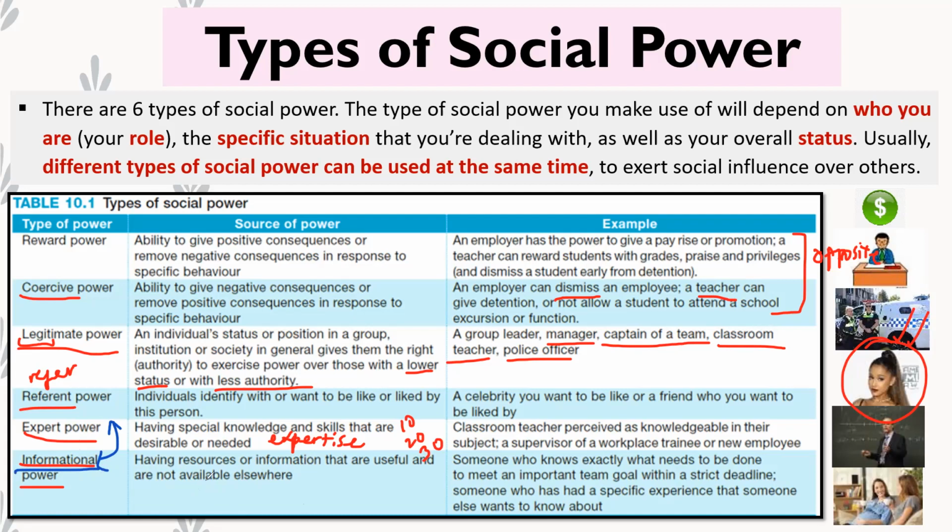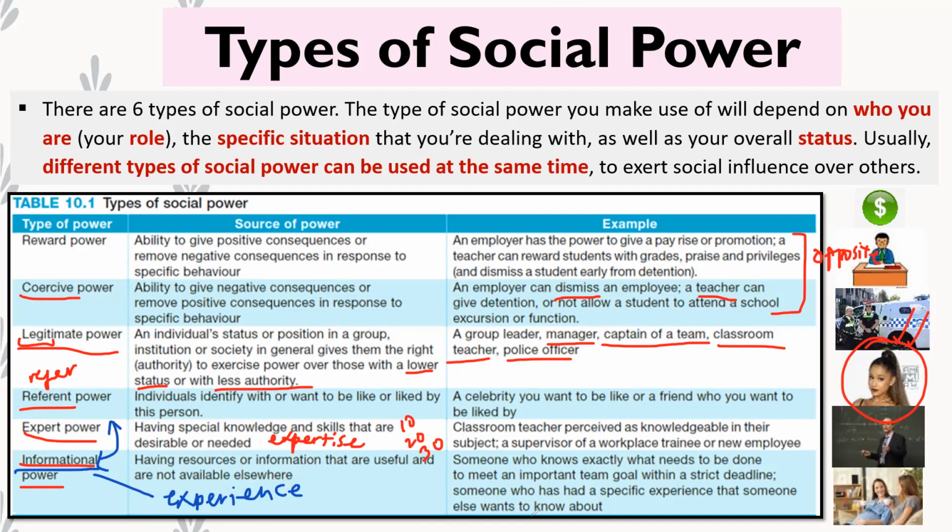A lot of you who might have older brothers or sisters who have already done VCE, they act as a source of informational power for you because they've been through it themselves, and they can give you that information through the experience they've had, through general life experience, as opposed to completing a PhD or a master's degree in a field, which is more to do with expert power. That's the difference between the two.